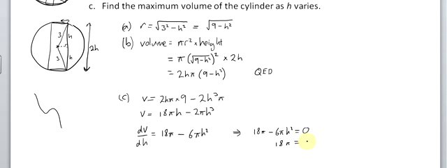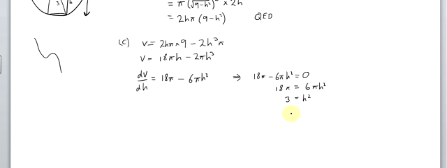Rearranging over to the side, 6 pi h squared, divide both sides by pi, divide that by 6, and we end up with h squared equaling 3, and that means that h is equal to root 3. Now, just remember, when you square root it, there are two answers, but having a radius of minus root 3 doesn't make a lot of physical sense, really, and either way, the size is root 3.